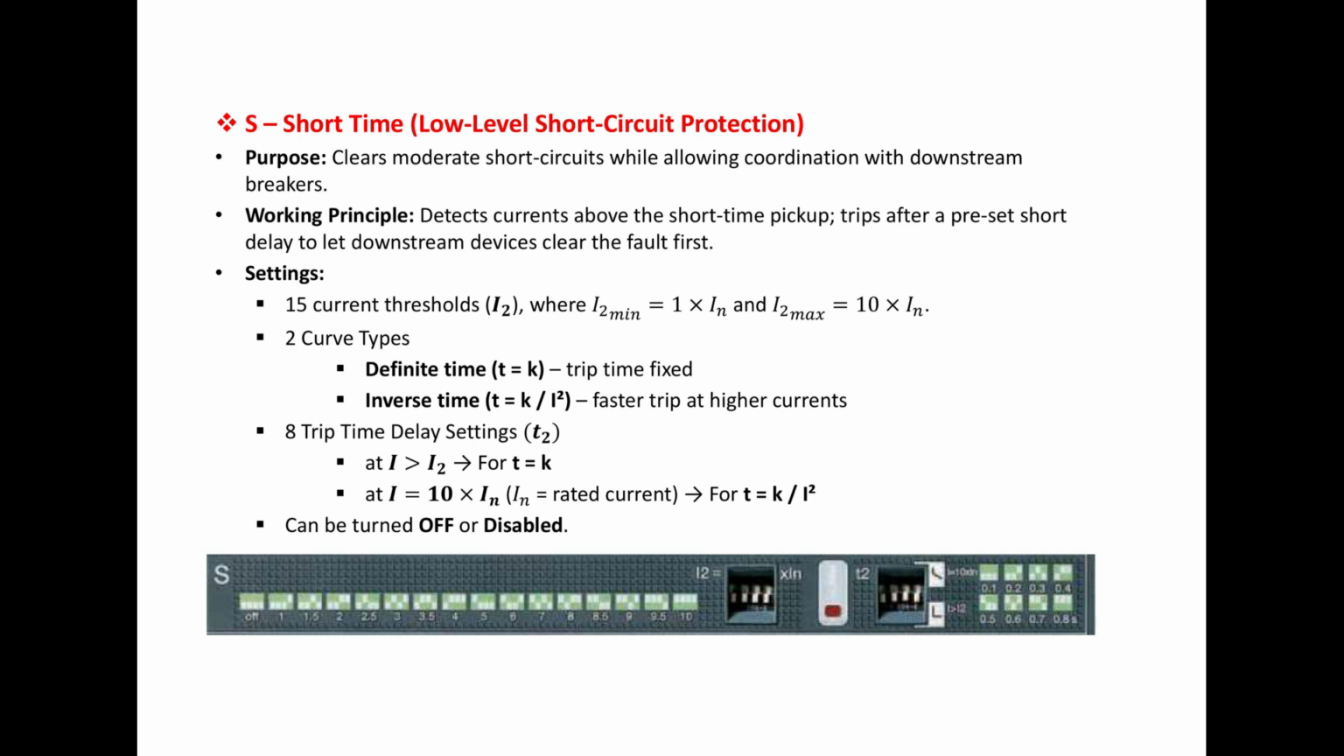The function also has trip time delay settings t2 at I greater than or equal to I2 for the curve type T is equal to K, and at I equal to 10 times of In for the curve type T is equal to K by I square, and can be turned off or disabled.